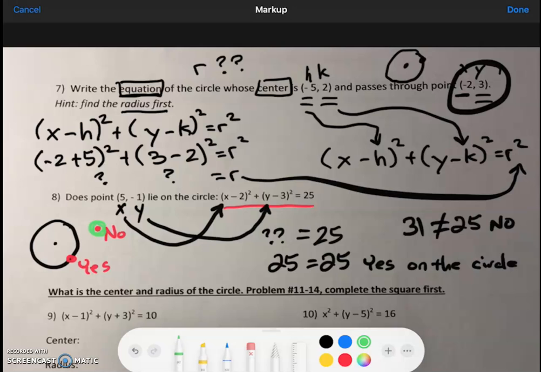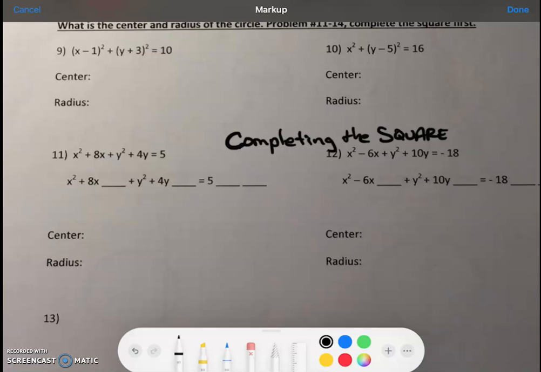Okay, so go ahead and try number 8. Okay, now I'm going to go over number 11 and 12, probably the hardest two problems of the day. It involves a process called completing the square. They're going to ask you, hey, what's the center of this equation for number 11 and what's the radius?